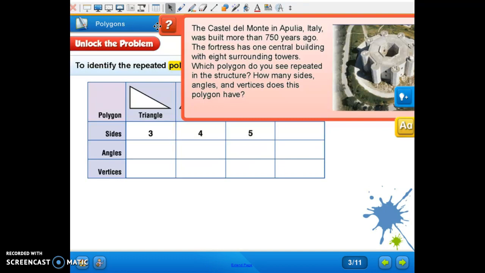An octagon. And how many sides does an octagon have? 8. And how many angles does an octagon have? 8. And how many vertices does an octagon have? 8.